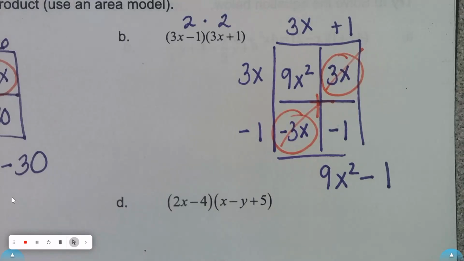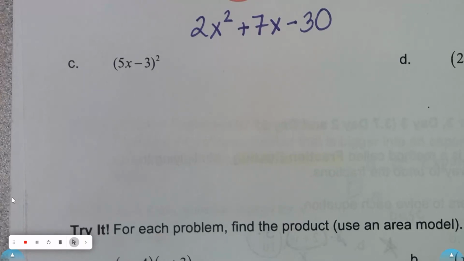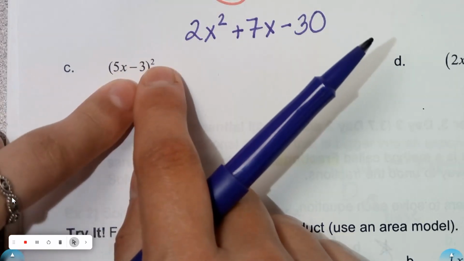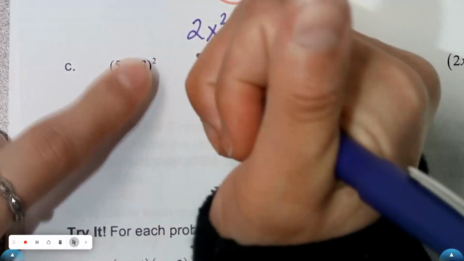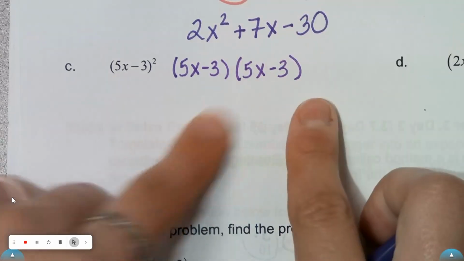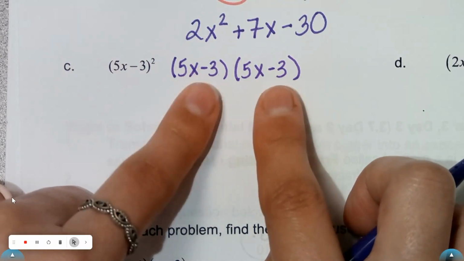All right, let me try letter C. Letter C is interesting because you only have it once. You have this 5x minus 3, but you see that little 2? It means that I technically have 2 of them. This is the same thing as this. So I have 2 of the same thing. If you see something like that, always rewrite it out so that you know you have 2 of them.